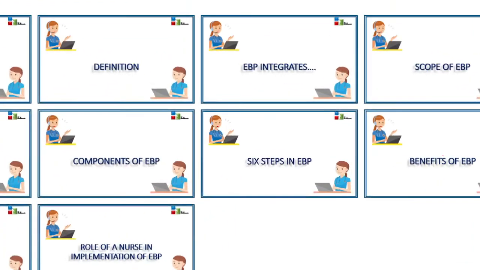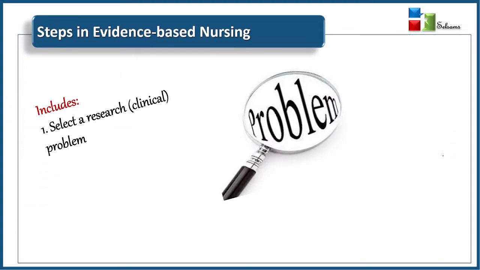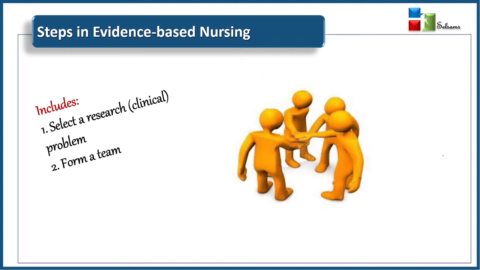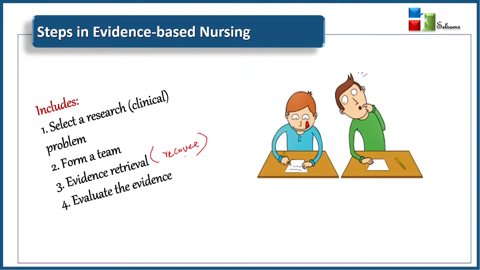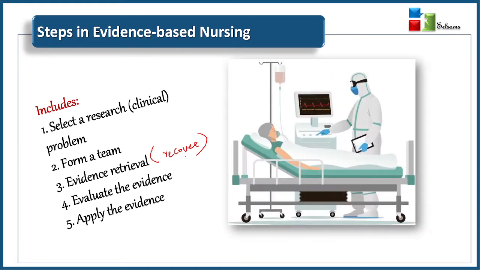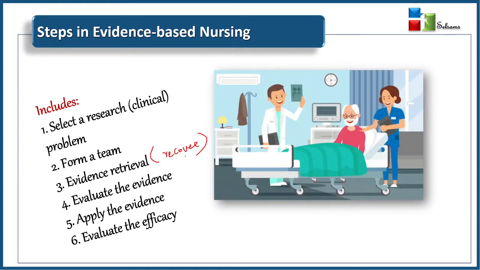So, what are the 6 steps in evidence based practice? It includes select a research problem or clinical problem, form a team. Evidence retrieval means you're going to collect or recover information related to this. Okay, and evaluate the evidence, whatever you have got, apply that evidence, and finally evaluate whether it has been efficient or not.